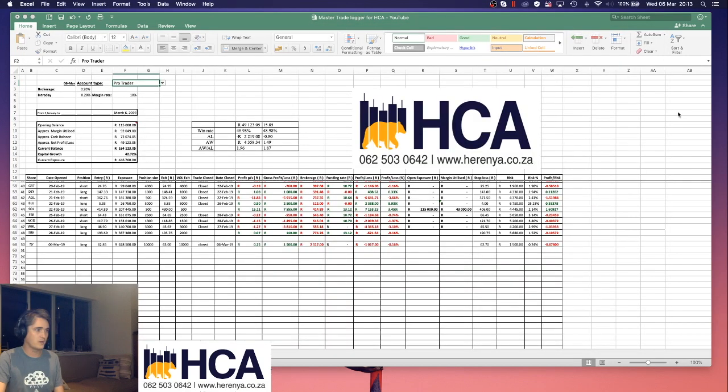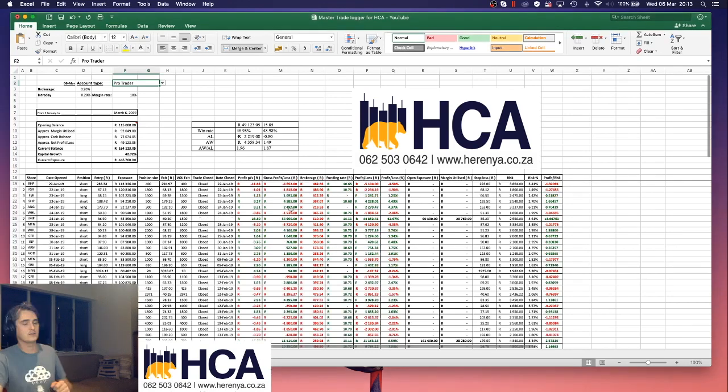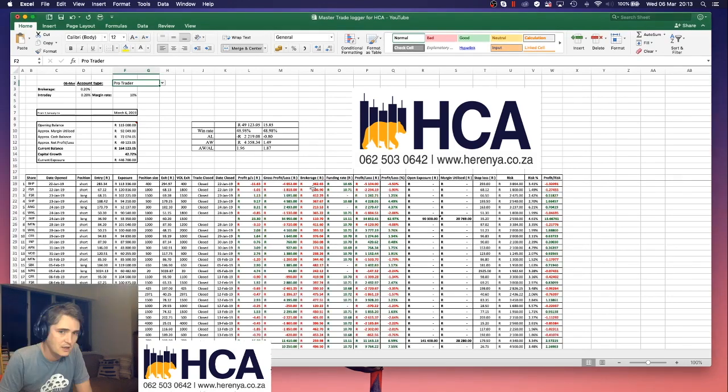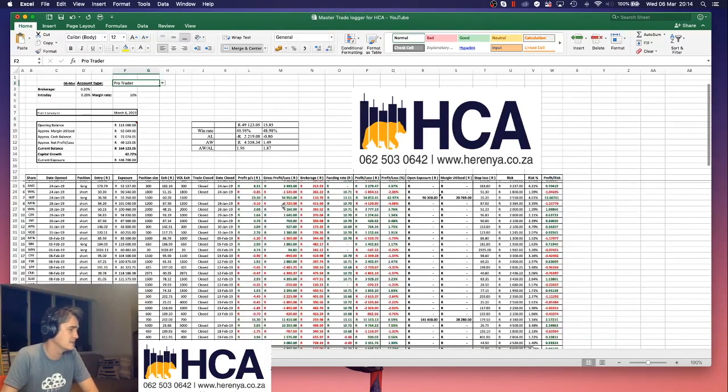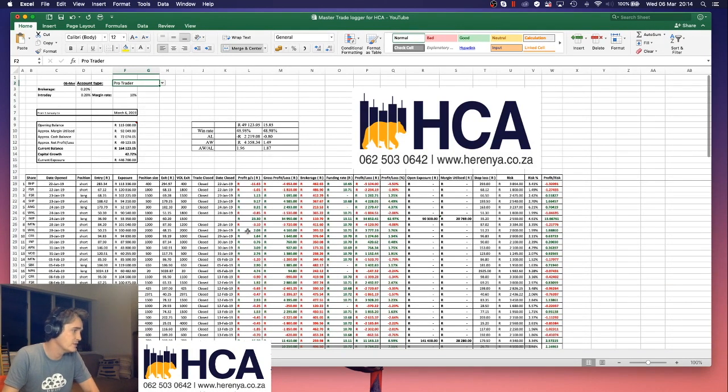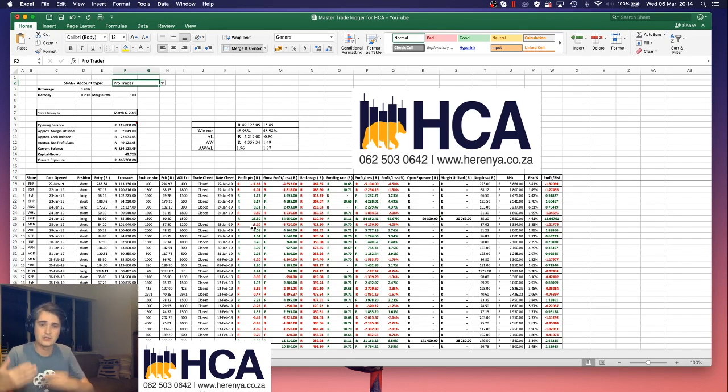Right, so we're going to move on to the trade logger. What you then have to do is log all your trades. The basic idea is that this is going to be available for you to download, so please feel free to use it and share it in the Discord, and share it with me if you want, and if you use this trade logger, I'll help you go through your trades.